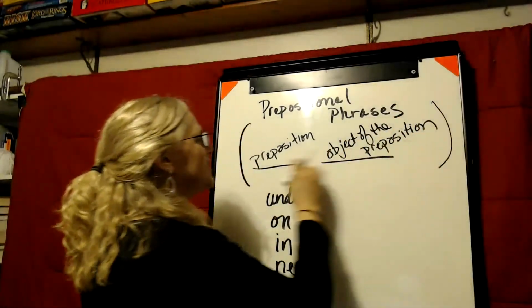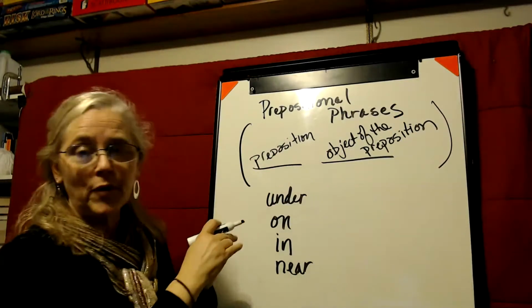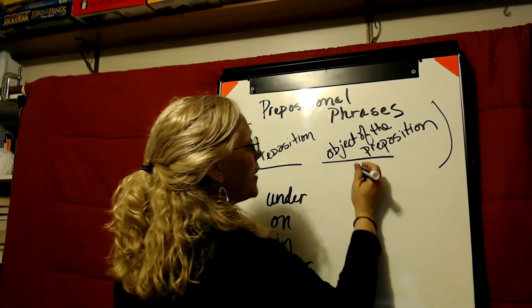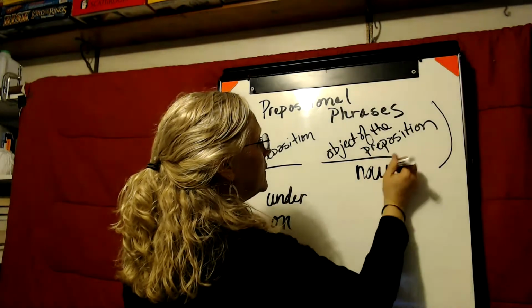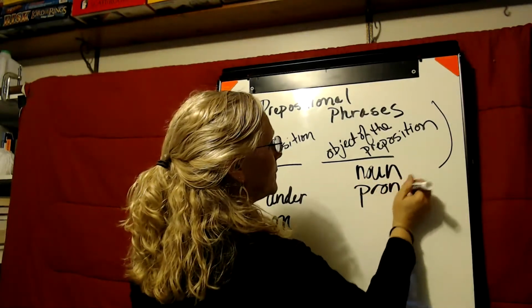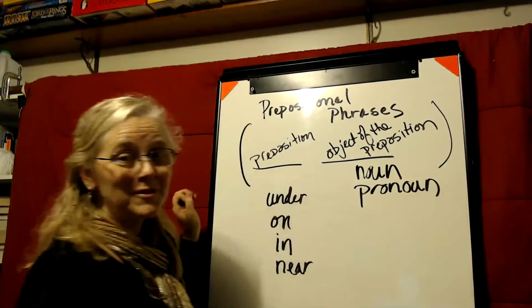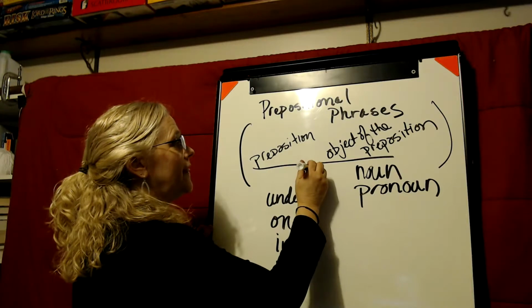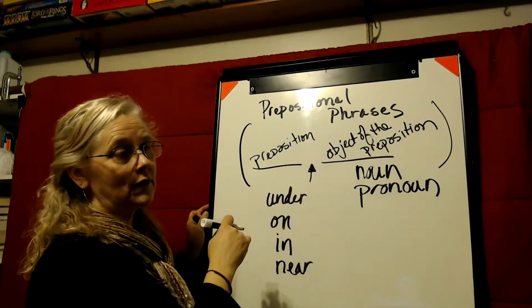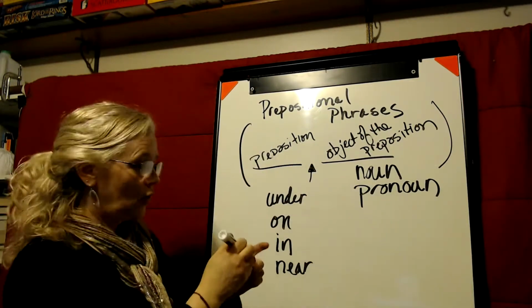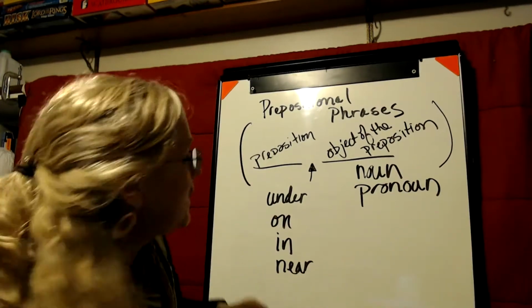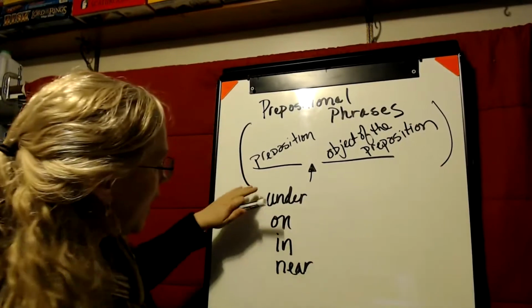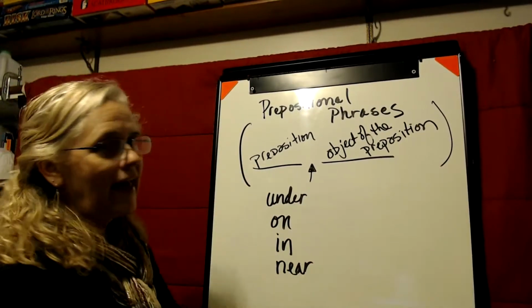Prepositional phrases always start with a preposition, and they always have an object. The object of the preposition can be a noun, or it can be a pronoun. Prepositional phrases can also have adjectives that describe this noun, but they always start with the preposition. So let's look at some prepositions I put up here. These are common prepositions.